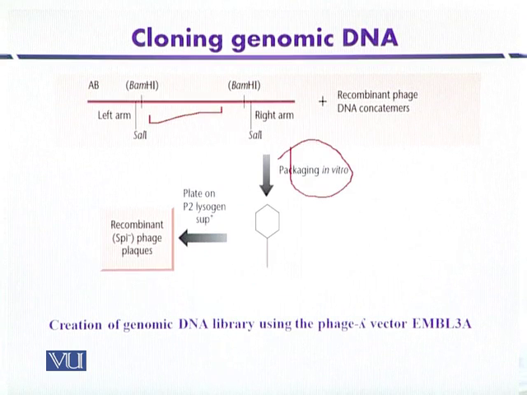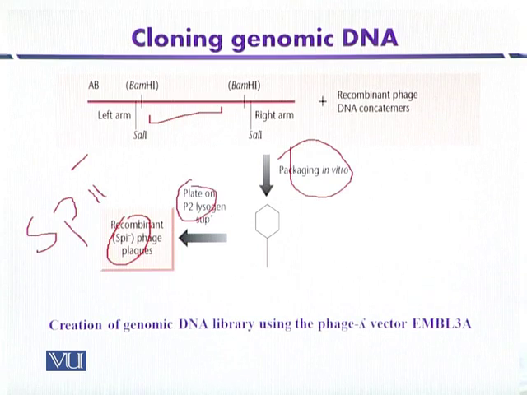So phage particles are produced, and then the recombinants are selected on spi negative strains. Here in the next step, spi negative indicates that the red and gam regions are absent, so that only the phage particles that contain recombinant DNA will be able to produce plaques on the P2 lysogen. So it will act as a selectable marker.